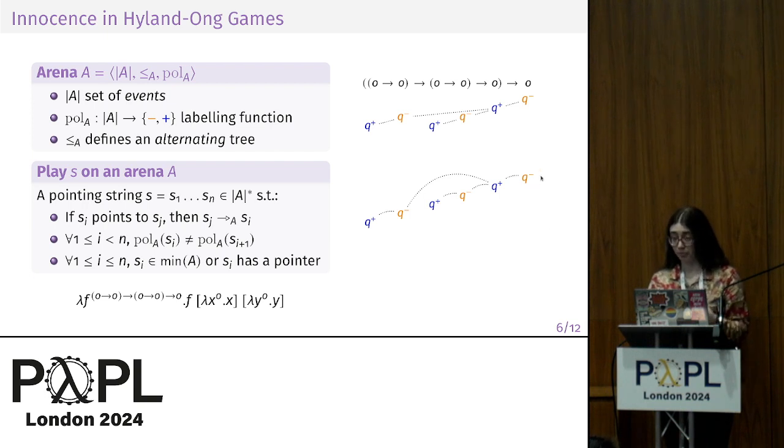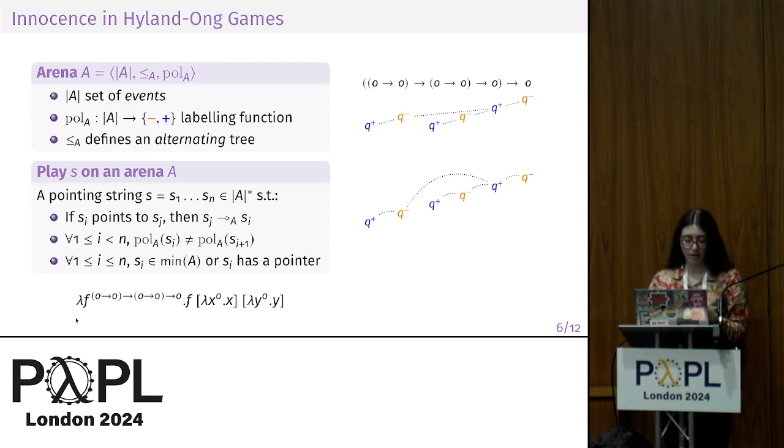So it's read from top to bottom. Again, each move is placed under its corresponding arena component, and the dotted line indicates the pointer. So the isomorphism tells us that this play here corresponds to this resource term. The idea behind this isomorphism is that when you have an abstraction, it corresponds to an opponent move, and if you have a variable, it is a player move. And the pointer indicates the link between the variable and the corresponding abstraction.